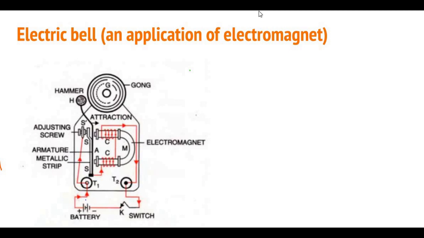We have a gong. This gong is basically a metallic disc. So there is a hammer, right? This hammer will hit this gong and the sound will be produced. When the hammer goes forward and hits the gong, tung, you hear the sound. This is one thing, simple to understand.